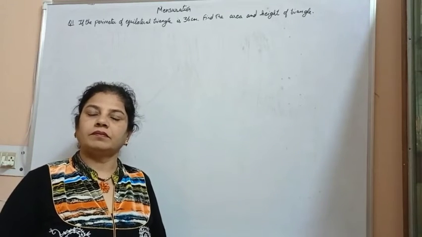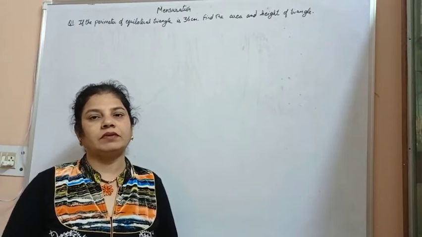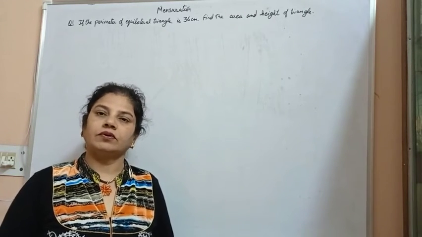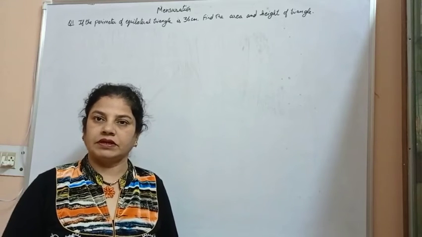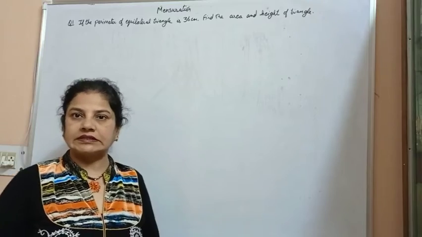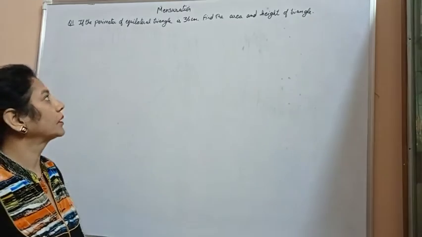In my previous video, Mensuration Part 1, we went through the formulas based on two-dimensional figures. In this video, we are going to solve problems based on those formulas. First question: the perimeter of an equilateral triangle is 36. We have to find the area and height of the equilateral triangle.